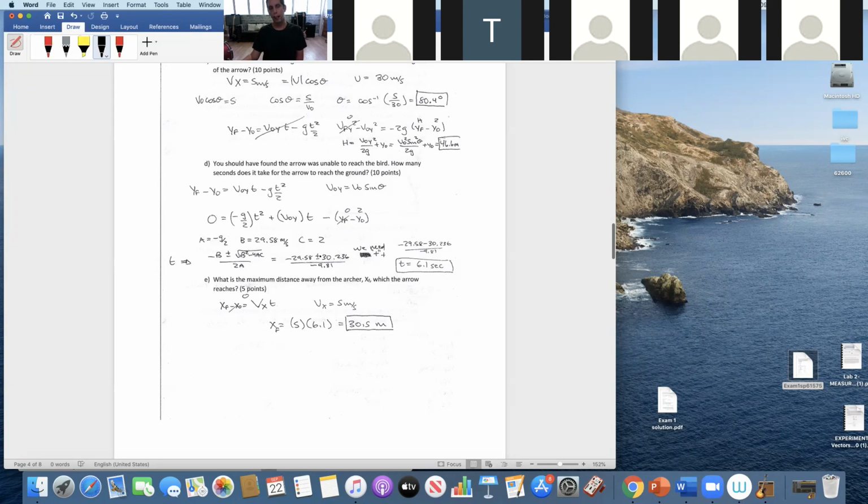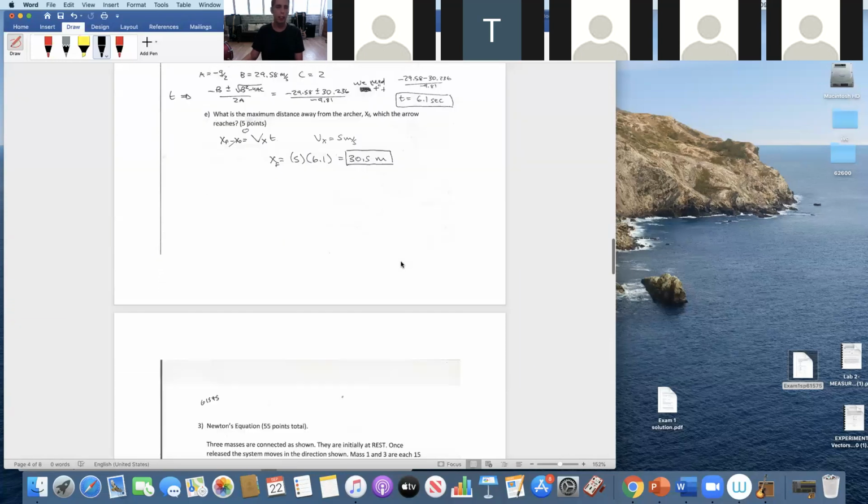It'll give you 2 different times because this is plus or minus. In this case, I can see that if I chose the minus, I would get basically 60 seconds over 10 seconds, which is like 6 seconds. And if I chose the plus, I would get negative 3 seconds. So just make sure that you choose the positive time. What is the maximum distance away? Again, you know V of x, t, x final, we found t, that part's simple.